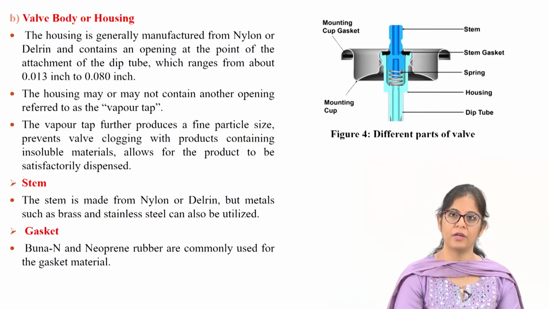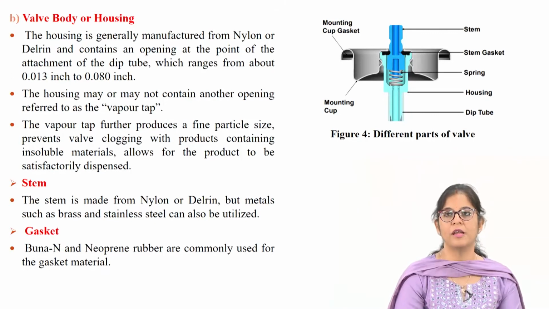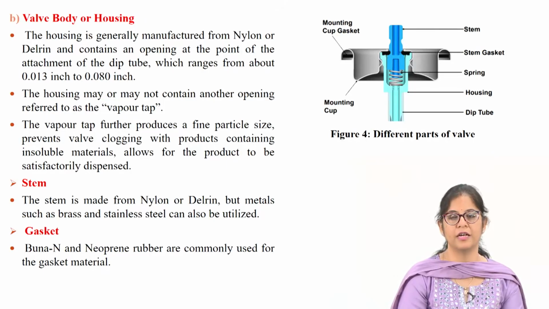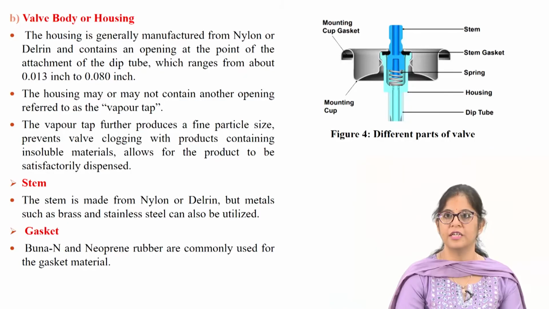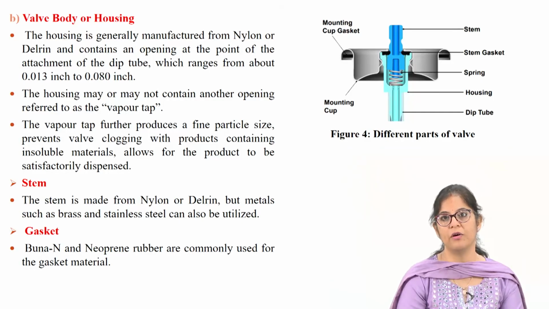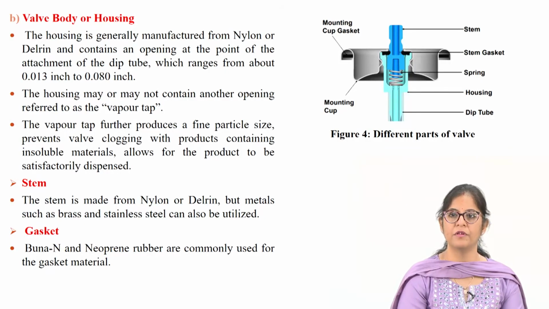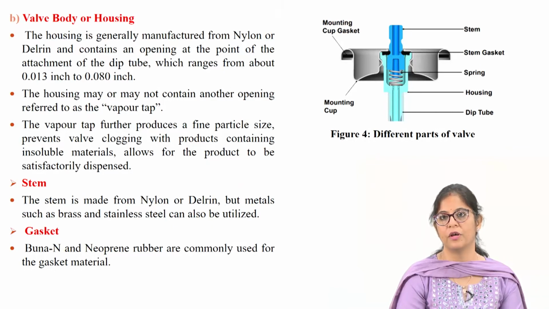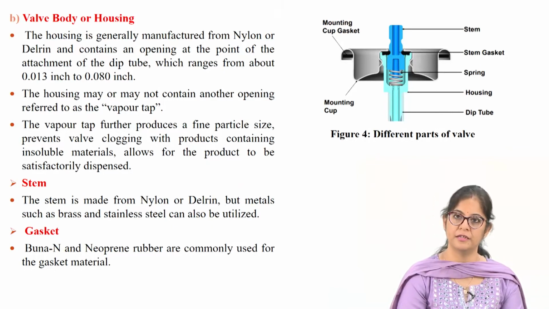Valve body or housing is generally manufactured from nylon or Delrin and contains an opening at the point of the attachment of the dip tube, which ranges from about 0.013 inch to 0.08 inches. The housing may or may not contain another opening referred to as the vapor tap. The vapor tap further produces fine particles which prevent valve clogging with products containing insoluble materials and allows for the product to be satisfactorily dispensed.